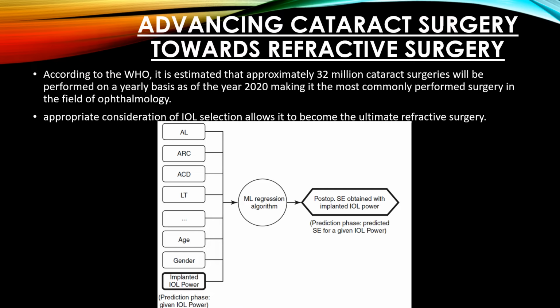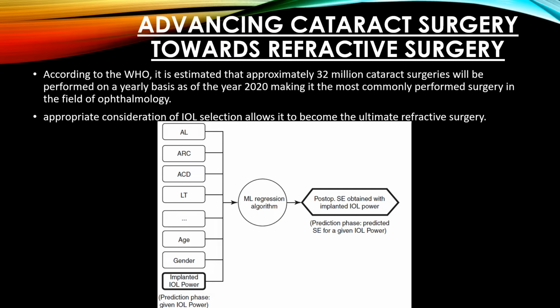So this is the prediction phase, where on the basis of post-op refractive errors and the assessment of parameters like axial length, anterior chamber depth, lens thickness, age, gender, we are able to understand, for the IOL we had implanted, what the clinical parameters of the patient were. So we have run a machine learning regression algorithm. So we came up with a post-op spherical equivalent obtained with the implanted IOL power. So this can give us a predicted spherical equivalent for a given IOL power.